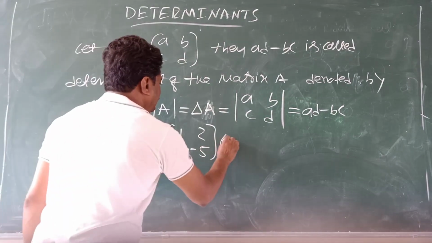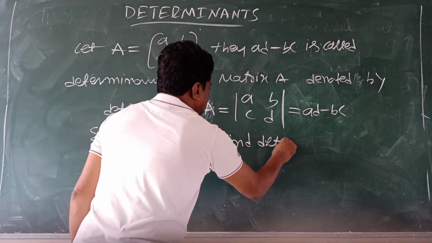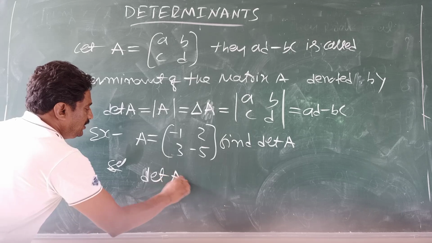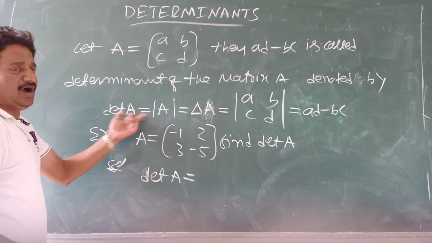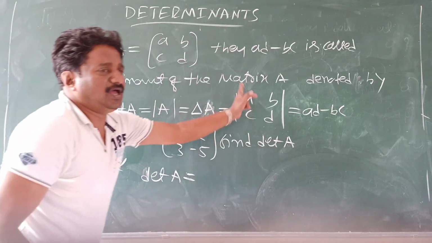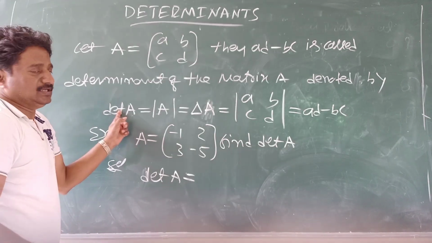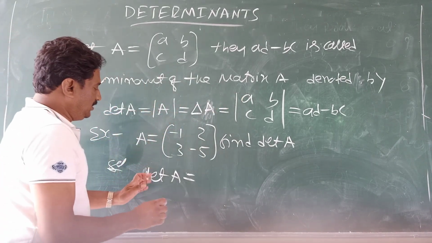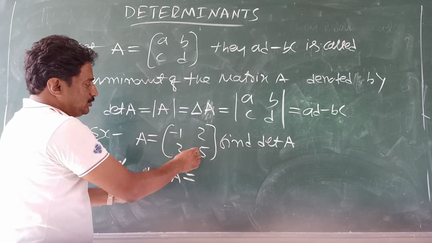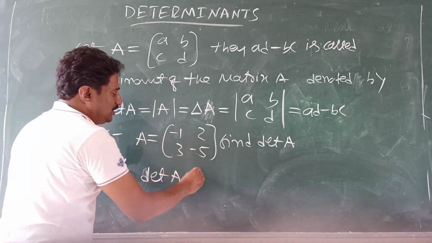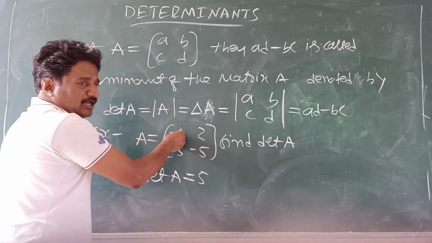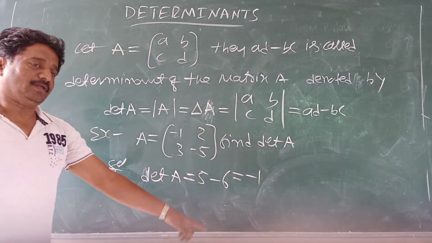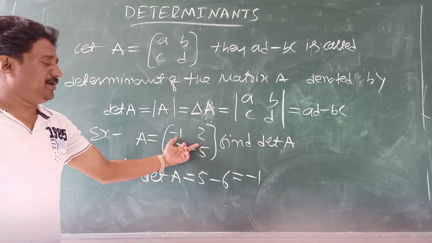Find det A. Solution. Det A equals. You write det A or delta A or determinant A or like this. Any of these four symbols is correct. All these representations or notations are correct. How do you find the determinant of the matrix? First this product: minus 5 into minus 1, minus 2 minus plus 5. After this product I must use minus. 3 2s are 6. 5 minus 6 is minus 1. This number minus 1 is called the determinant of the matrix A.